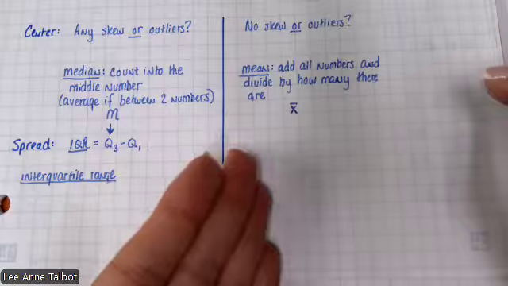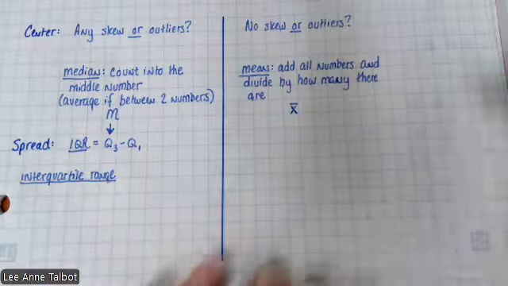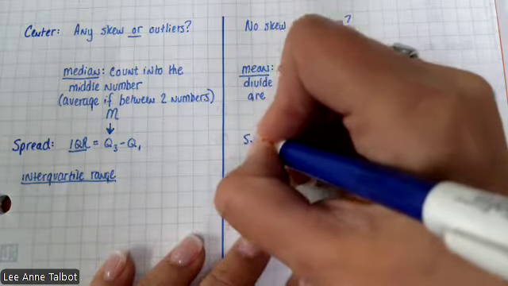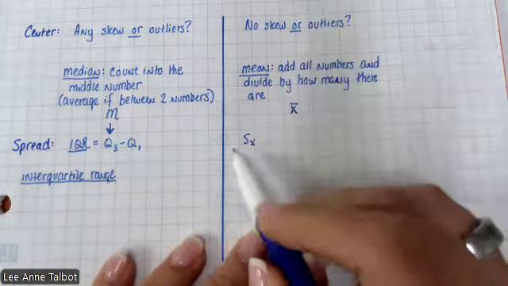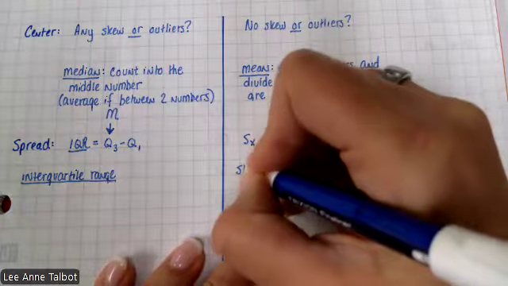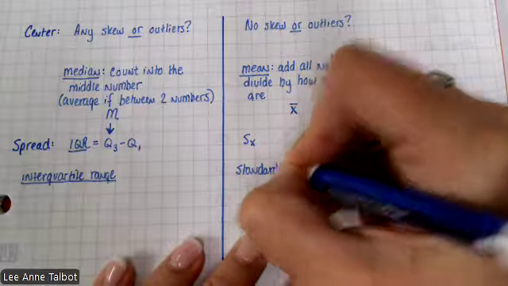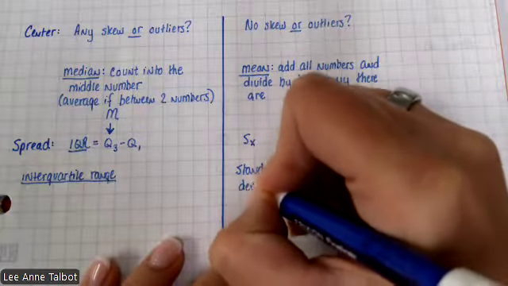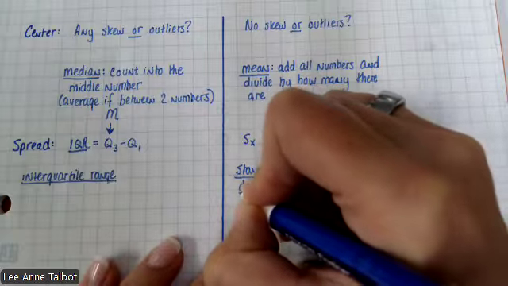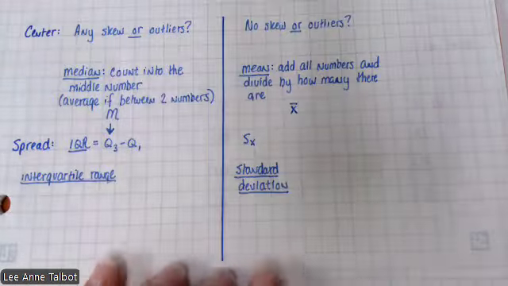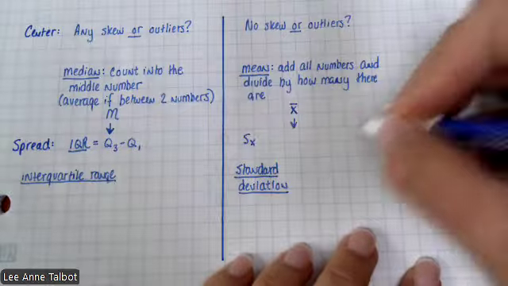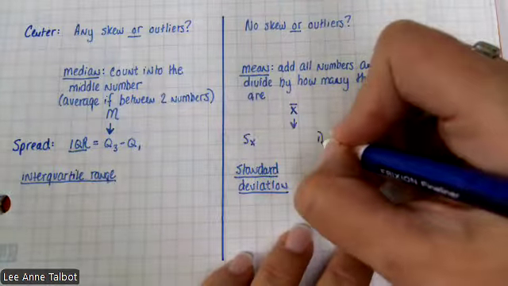No, there's a different spread when there's no skew or outliers, and it's called standard deviation. And this is its symbol, s with a subscript of x. Standard deviation is not nearly as easy to calculate as IQR. So we're going to write ourselves a little procedure on how to find standard deviation first.